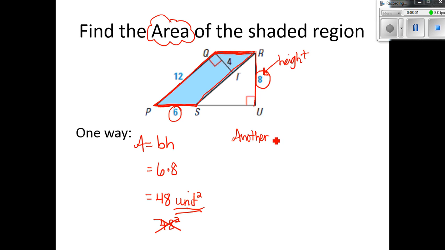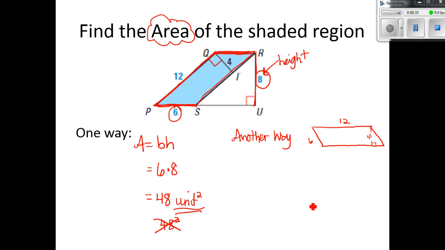Okay, so let's look at it another way. Say you don't like the way this figure is positioned on the piece of paper, so you decide that you want to draw it this way. Okay, so here's my parallelogram. This is 6, this is 12. Oh, and look here, we've got this thing dropping to make a 90, and there's a little 4.